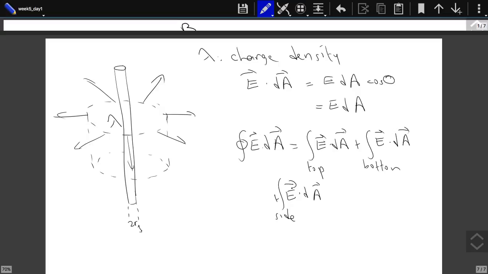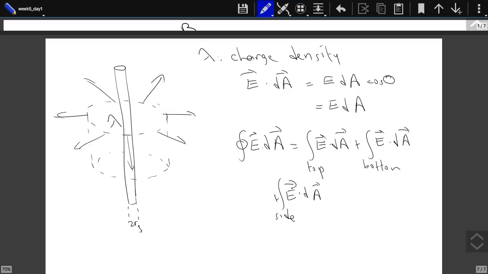We know that at the top, dA is pointing upward, electric field is horizontal, so E dot dA at the top is 0, because these two vectors are perpendicular to each other. On the bottom, dA is pointing downward, the electric field is horizontal, again at the bottom E dot dA is 0.